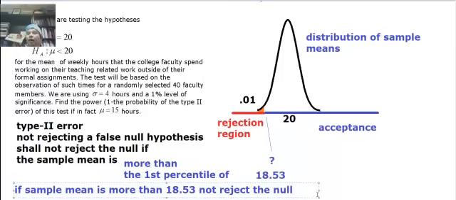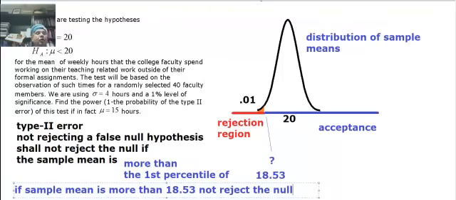Now comes the main part. We are being asked, if the mu is as bad as 15 hours, say the faculty union and the management are talking about it, and this is the management's perspective. Why should we pay these faculty that much? So if it is 15 hours, then they want to catch a type 2 error. The probability of a type 2 error in case it is as low as 15 hours.